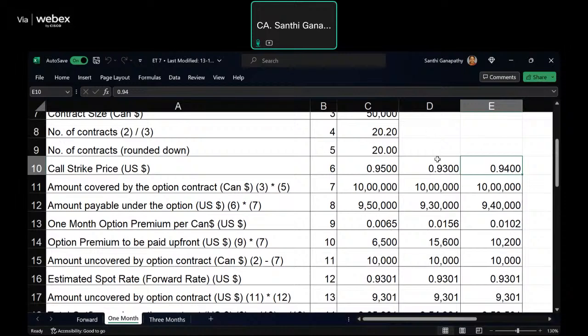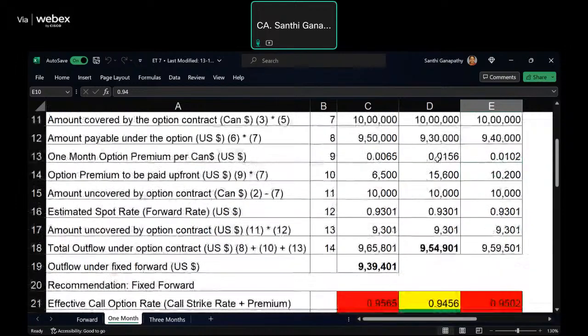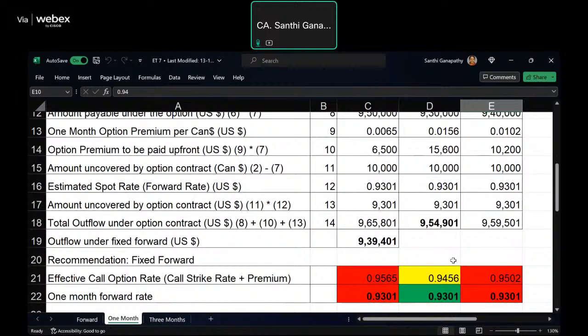0.93 only the strike price is less than the forward rate. But considering the premium, it is more. So first round itself, I should have discarded 95 and 94. If anything, I should have considered only 93 cents, but including the premium, that also is higher. Therefore, forward is better. To highlight this point, I asked you to do all three.